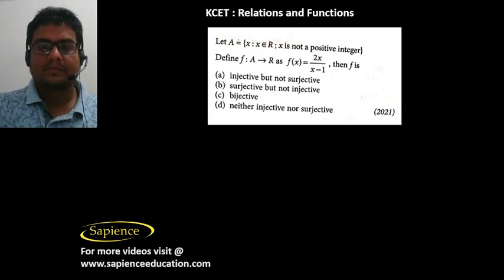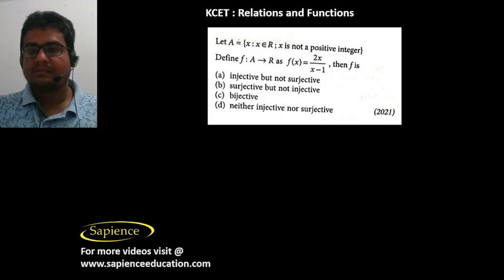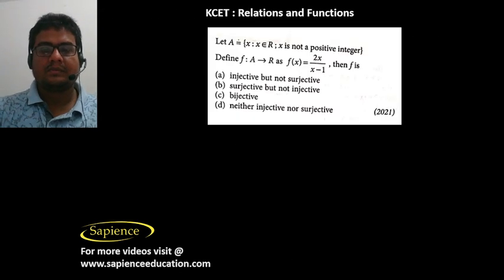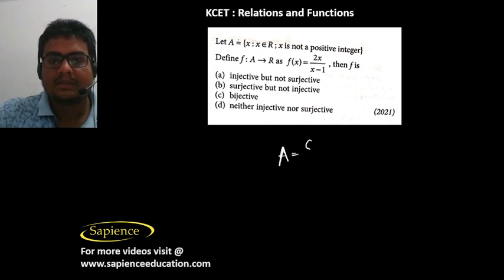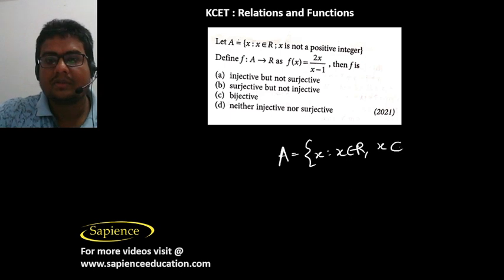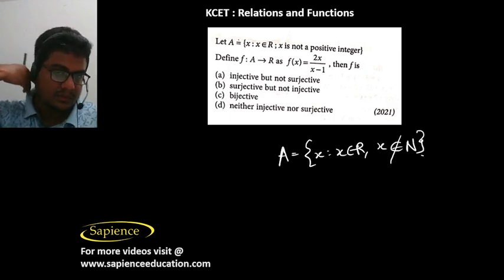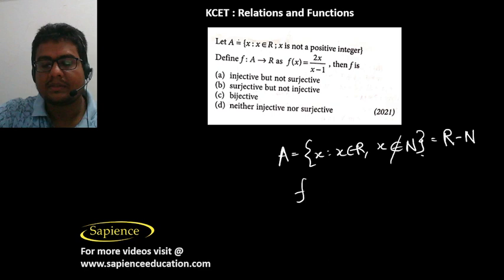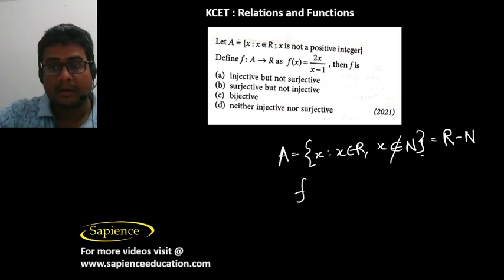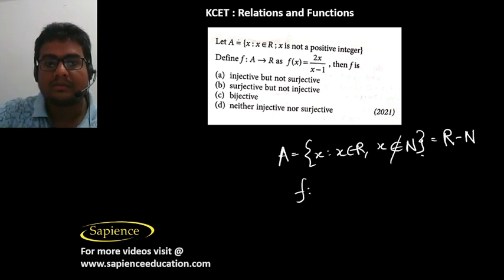Okay, then in this question it is told that let A be the set of all x such that x belongs to R and x is not a positive integer. It means that x is not a natural number. X does not belong to N. Then define f. It means that it is all real numbers except natural numbers. And f is a function which maps from A to R.